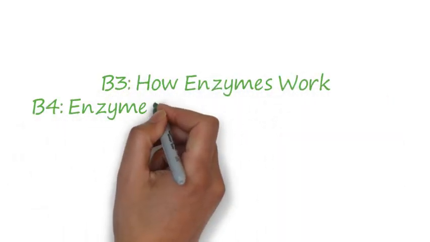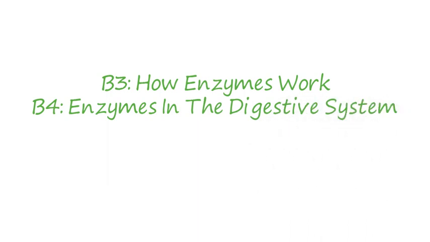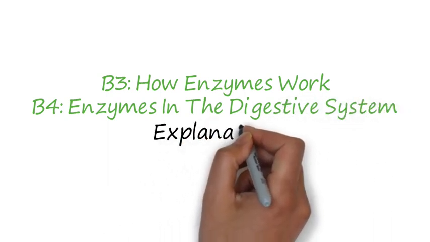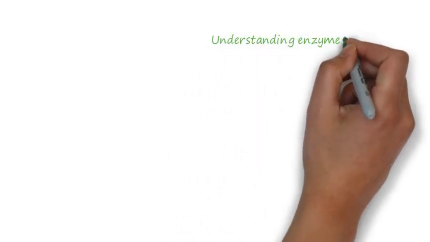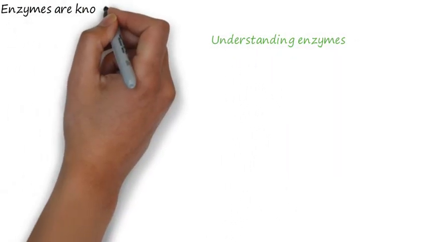Enzymes are known as biological catalysts. This is because enzymes are able to speed up specific reactions in the body. Enzymes are formed by amino acid chains folding and coming together. This means that enzymes are proteins.